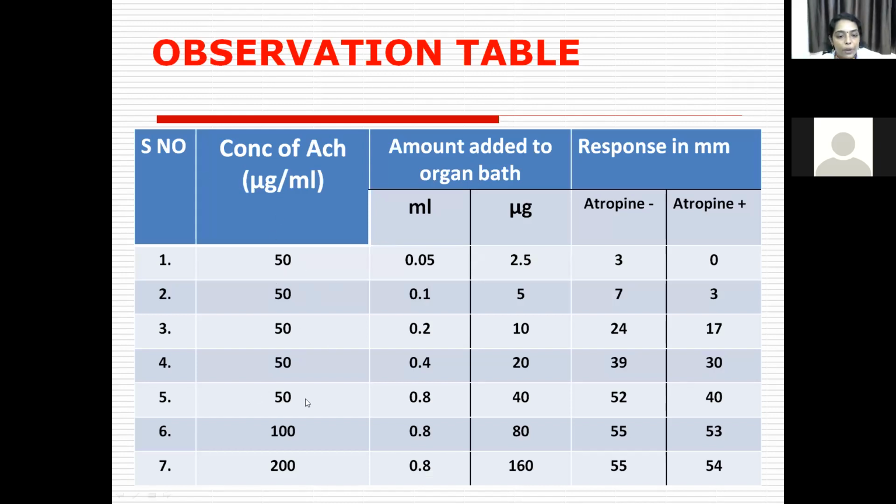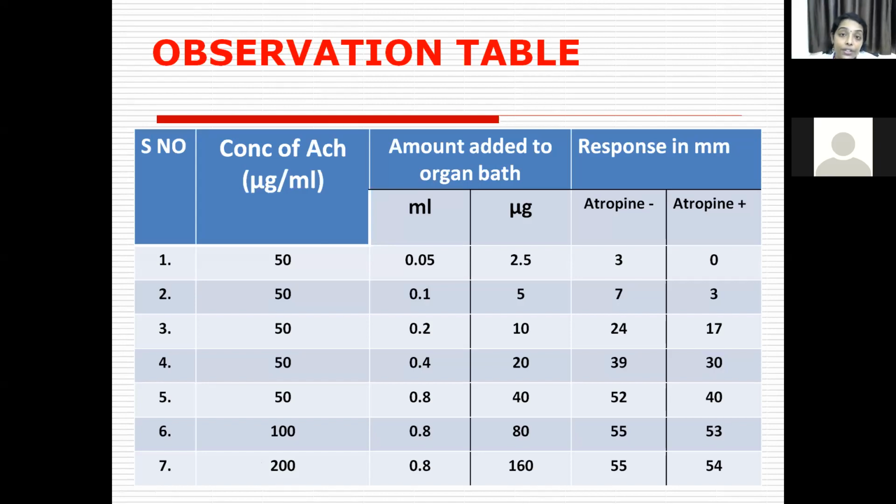So you have to prepare 3 stock solutions, okay? One stock solution should contain concentration of ACH 50 microgram per ml. Then the next stock solution should contain 100 microgram per ml of ACH. Then the third stock solution should contain 200 microgram per ml. So you have prepared a stock solution and kept aside, say about 1 liter.